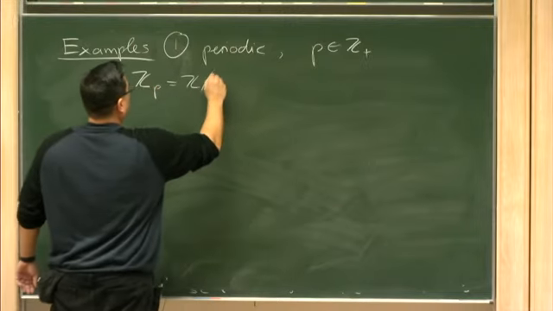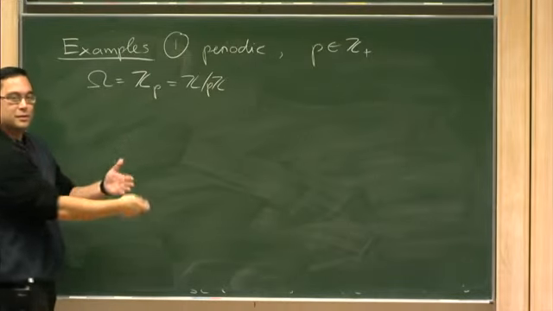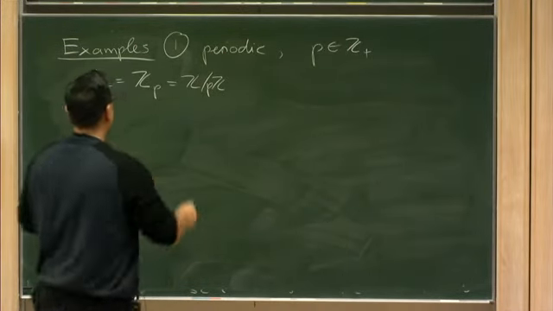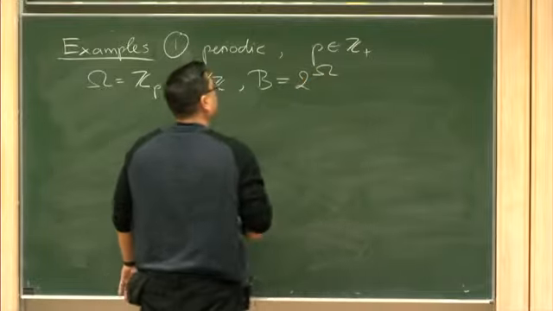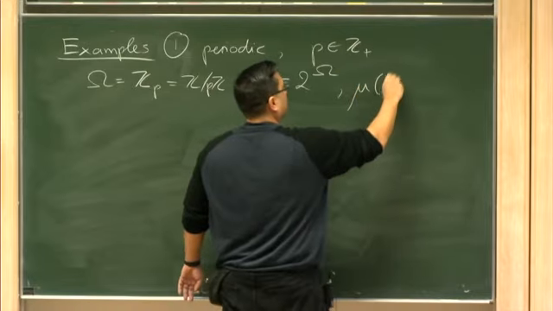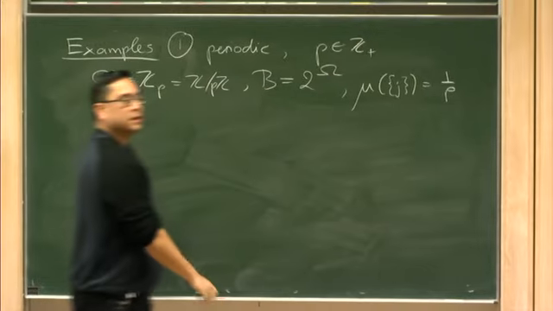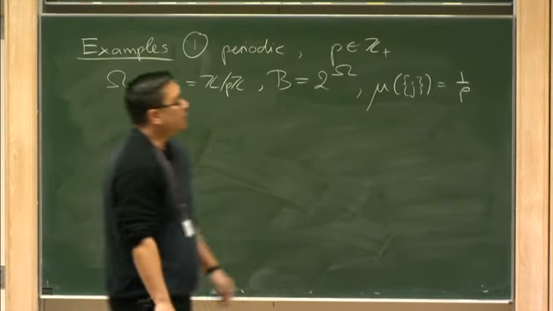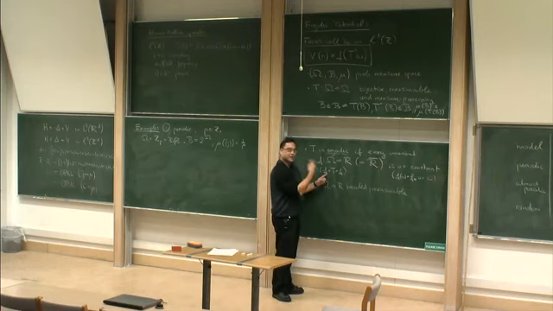Then I look at Z mod pZ as my omega. So this is a set of p elements. The sigma algebra will just be the sigma algebra of all subsets. Mu of any of the elements will be 1 over p. So that's a uniform distribution on these p points. Okay, so that's that. And obviously, if I have an invariant function, just because I cycle through all the points, if I'm invariant, I must be constant.